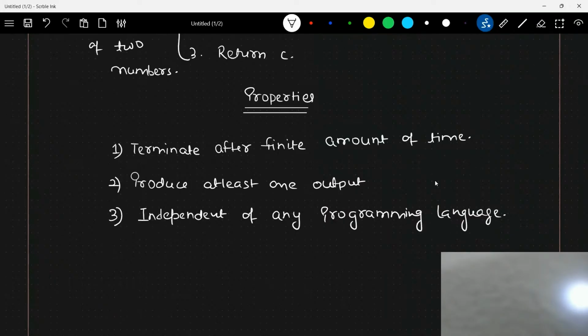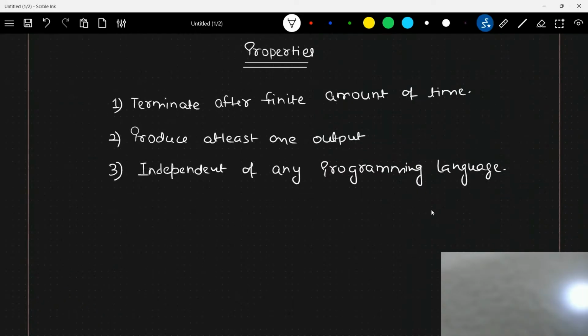Why? Because I have heard a lot of queries from the students: which programming language should I start with to learn algorithms? What I'm saying is that it is independent of any programming language. This is the property of an algorithm. It means you can start with any programming language, whatever you want. It's just the logic that you are building here. That's what I say each and every time, and in the induction session also I said the same thing, right? So it doesn't matter which programming language we are using here.